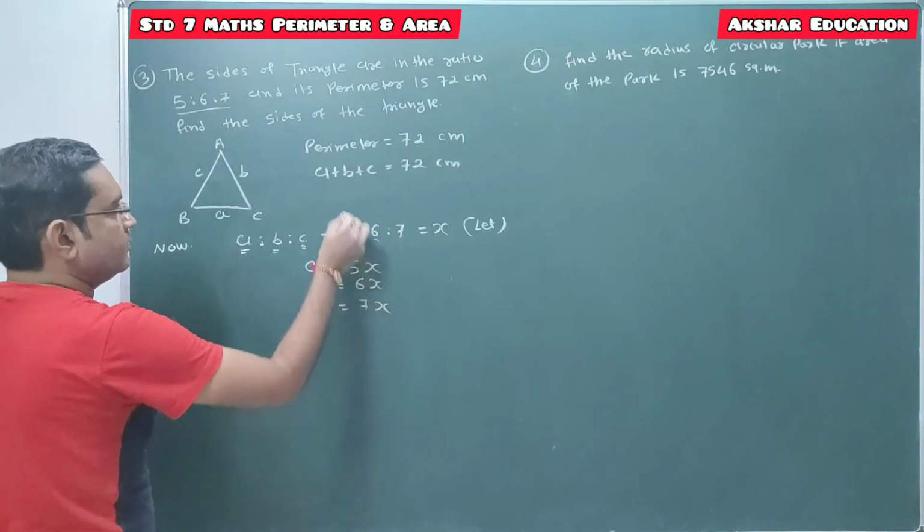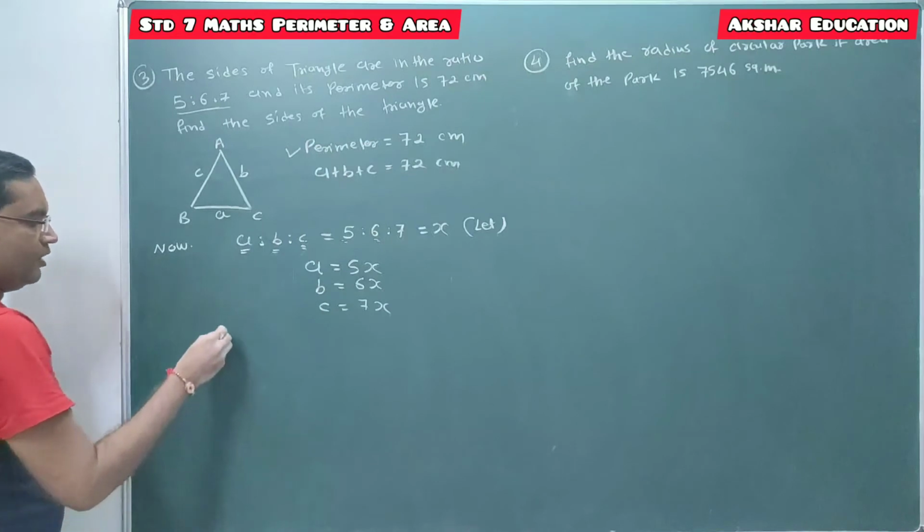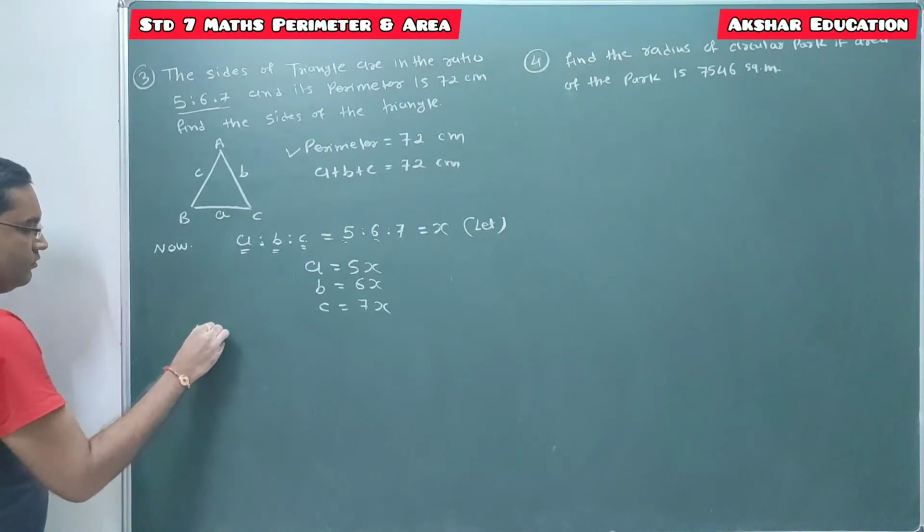We have to solve for x. Perimeter is given, so apply the formula of perimeter of triangle. So what is the formula?